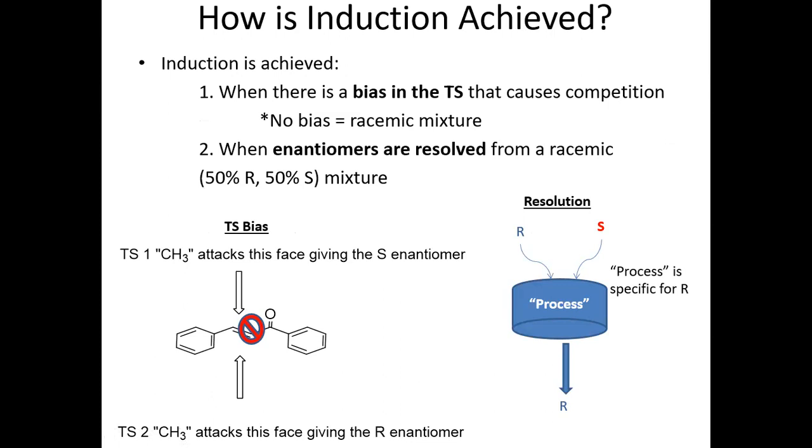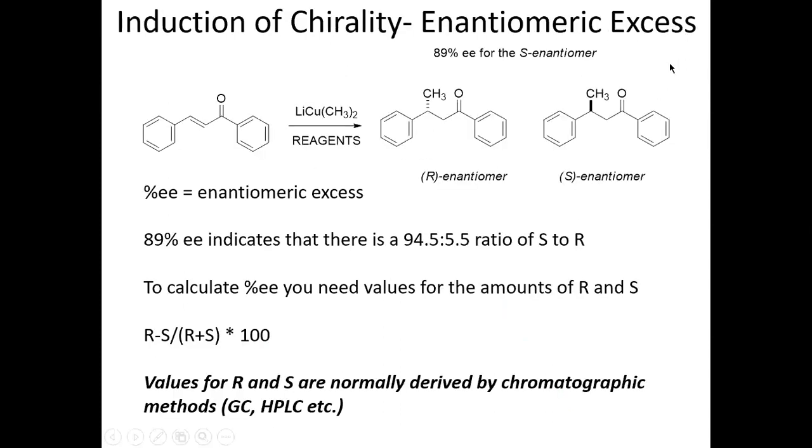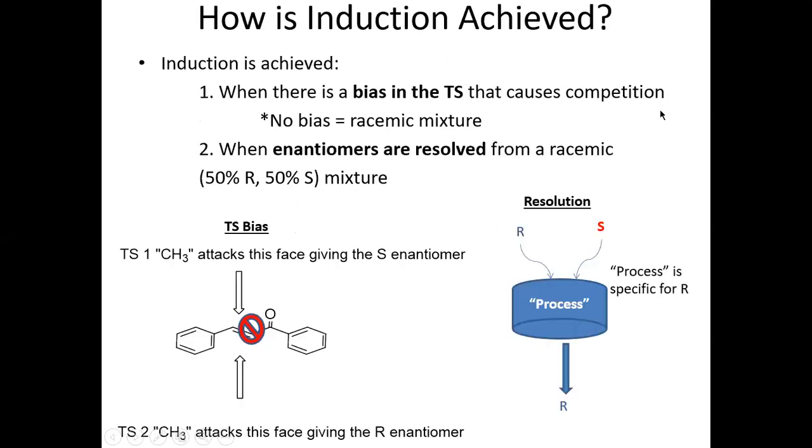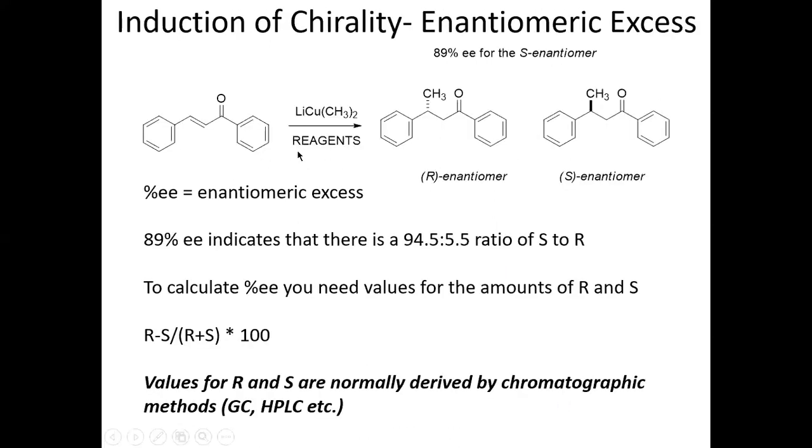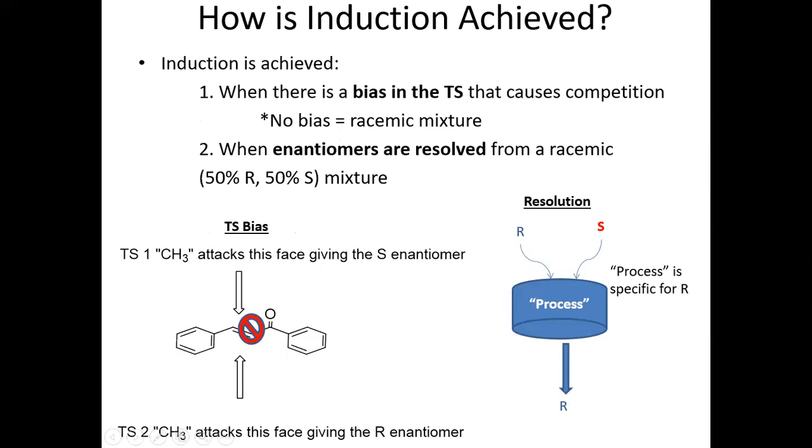But the thing is, when you look at something like this, it's saying that it's giving you 89% EE for the S enantiomer, right? So there must be something here in the reagents that's giving you your transition state bias. We're going to talk about that later. But you have to have a bias in the transition state so that you've got two competing processes, and one of them is going to be energetically more favorable than the other.